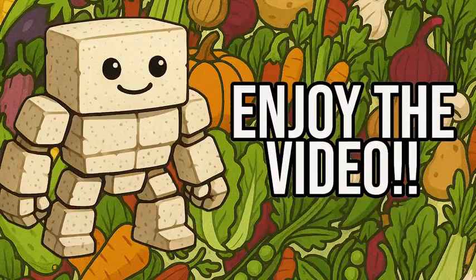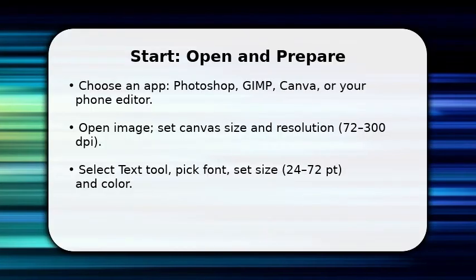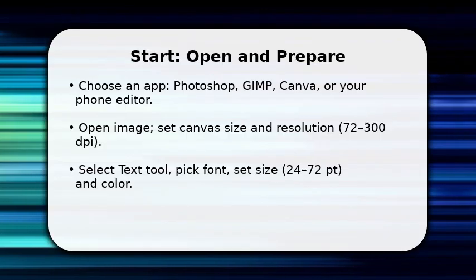Please enjoy the video. You begin by opening the image and preparing the canvas so nothing shifts later. Once open, pick the text tool. This is where you type. Choose a font that matches the image mood and set size between 24 and 72 pt for typical screens.